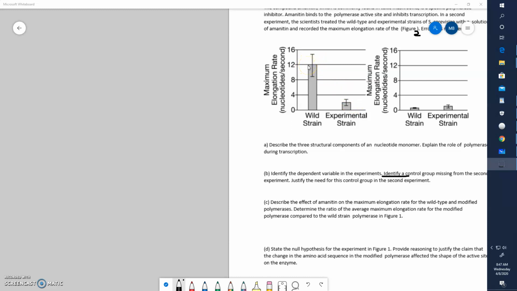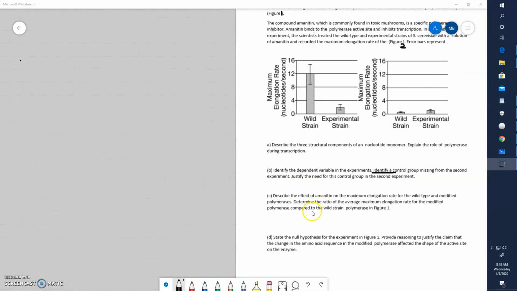Keep in mind, let's see how they word it here, from max modified to the wild. So you're looking at experimental versus wild. So you're looking at 1 to 6. You might want to put in your answer the ratio of 6 wild to 1 experimental, just so that it's clear for them. But again, to get that, you're looking just at the max peak here, 12, down here 2, and go to the lowest number.